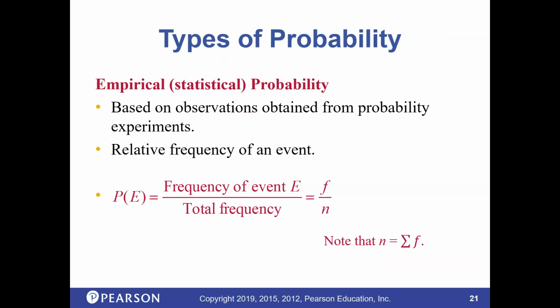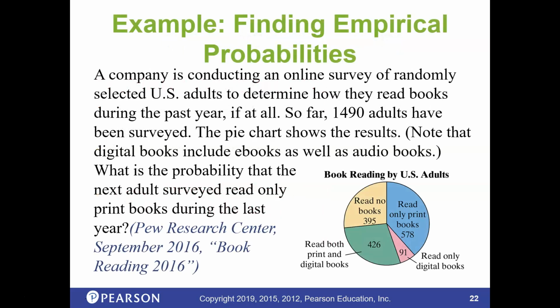Empirical probability, this is a lot of times what we'll have to go on in the news or reports. This is what has been happening. And it can be certainly very valuable, especially in trying to predict election results and those kinds of things. So here you have a pie chart, and we're going to use this as our probability, right? This is a little bit different from rolling a 6-sided die. We have data that's available to us, and we want to answer the question, what's the probability that the next adult surveyed read only print books?